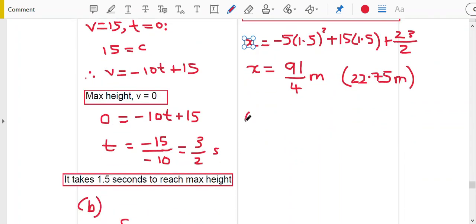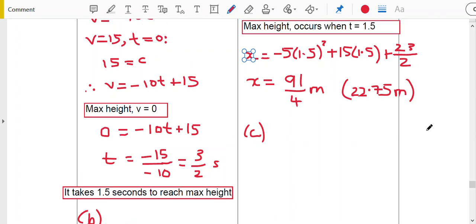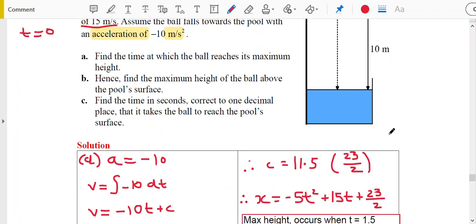Now for the last part, part C. Find the time in seconds, correct to one decimal place, that it takes the ball to reach the pool surface. So we need to think logically about this one. We want to know the time in seconds it will take the ball to reach the pool's surface.